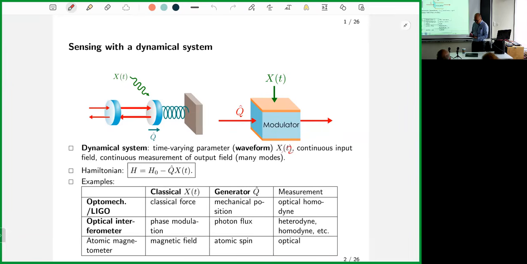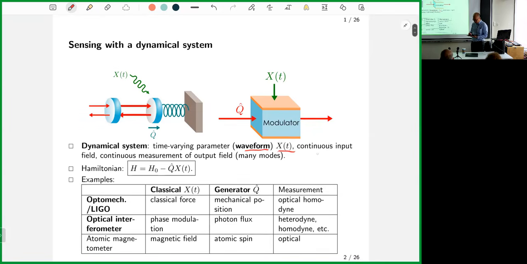First of all, usually you need to deal with a signal that is time dependent. A gravitational wave is not just one phase shift, it is a time series that we are going to call a waveform. There's a continuous input field. It's not just a single shot measurement. There's some continuous input field going into your sensor. And also you are doing a continuous measurement of the output field. It's a field, so it's not just one simple system, but it can have many modes, and then you have to choose the basis that you are measuring in, and also choose the type of measurement that you are doing.